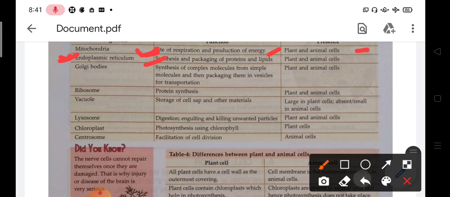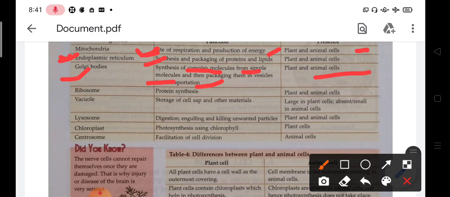Then we talk about Golgi bodies. Golgi bodies, they synthesize complex molecules. Okay, so complex molecules are formed from simple molecules. That means when digestion occurs, simple substances are formed. These simple substances are converted into complex ones, and then these are packed, and then transportation of the substances is done by Golgi bodies. It is also found in both plants and animal cells.